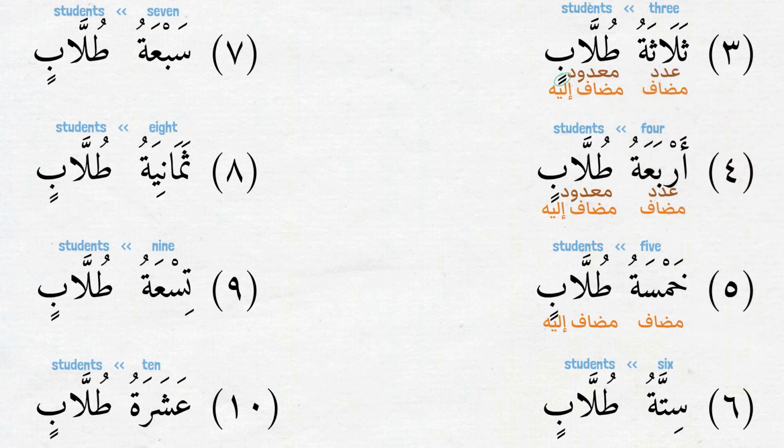ثلاثة طلاب. 3 students. أربعة طلاب. 4 students. خمسة طلاب. 5 students. ستة طلاب. 6 students. سبعة طلاب. 7 students.